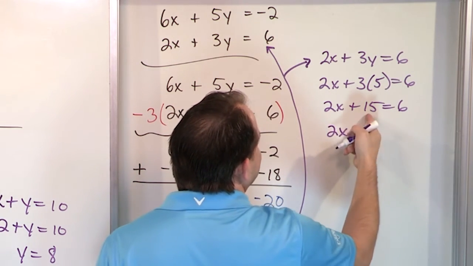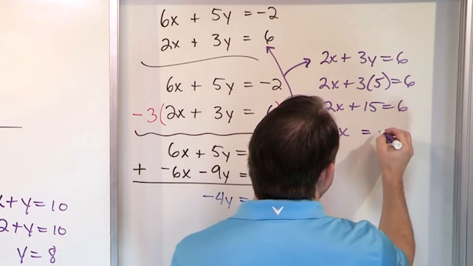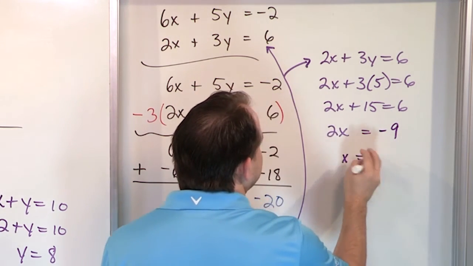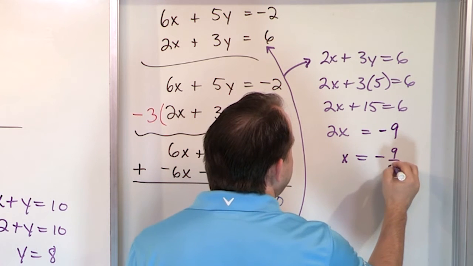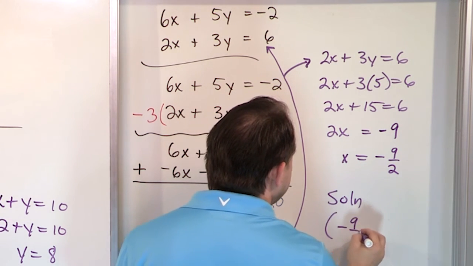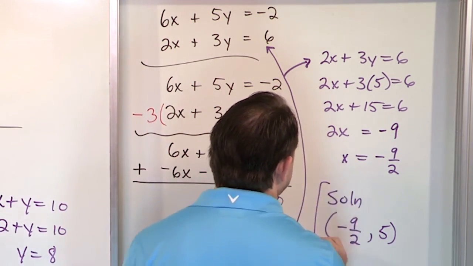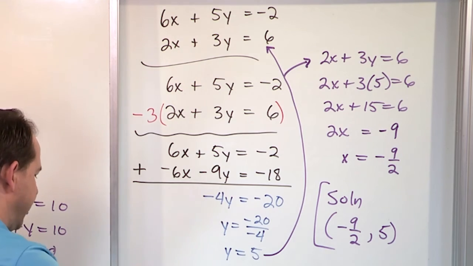So 2x plus 15, I have to subtract 15 right there. So what I'm going to get is -9. So then x, when I divide by 2, is -9/2. And so the solution is x comma y, which is -9/2 comma 5. All right, -9/2 comma 5.